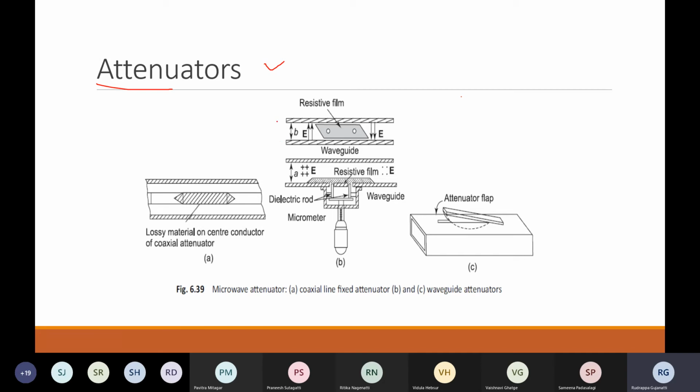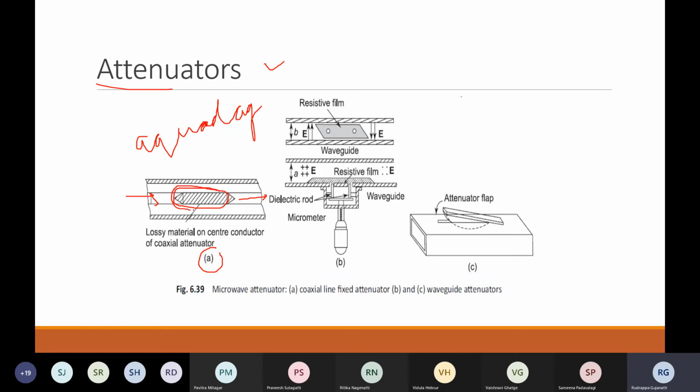Now in attenuators, again, we have two kinds: one is called a fixed attenuator and one is called a variable attenuator. Here you can see in this figure, we have a resistive film or a resistive element. So what is this resistive element? It basically has an aquadag coating. Whatever signal is passing through, this aquadag coating, that is the resistive film, tries to absorb the signal energy and then pass it at the other end. So this is what is happening in this case.